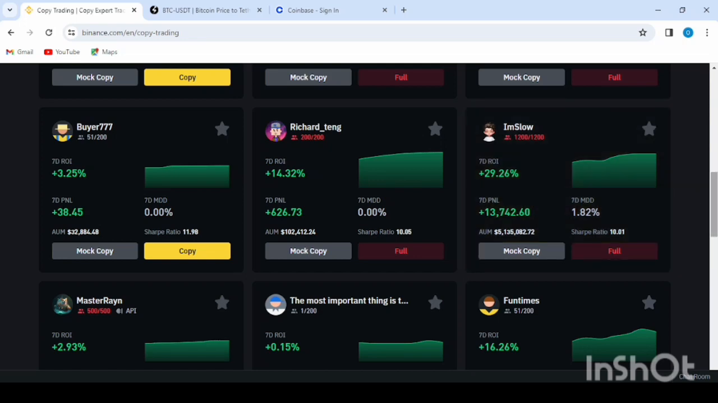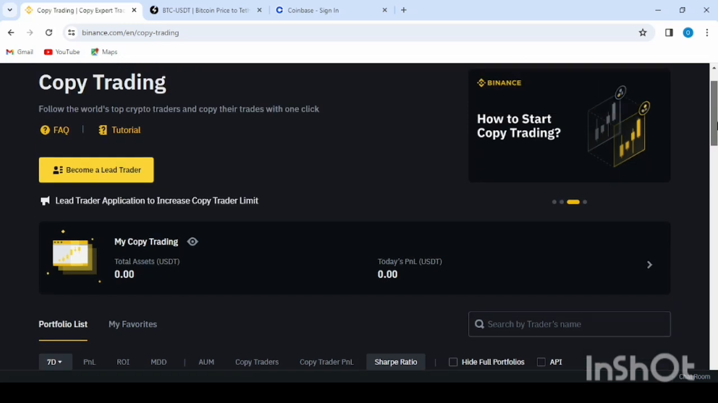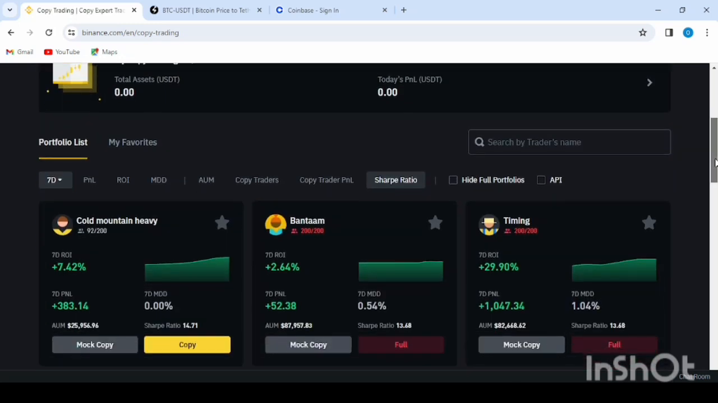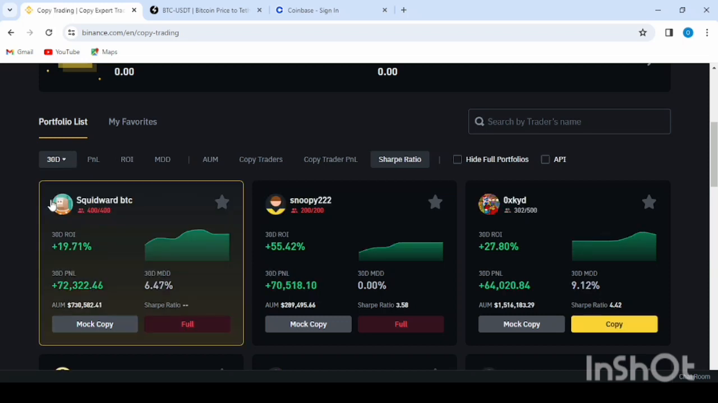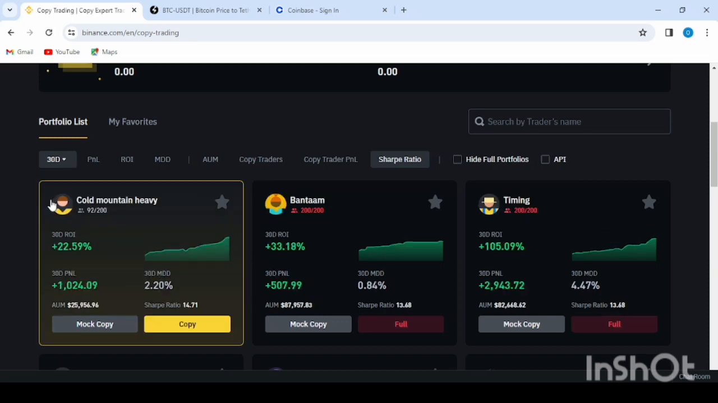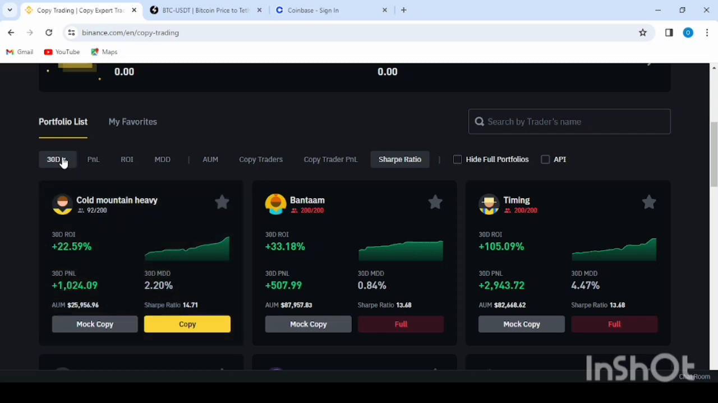Now there are a lot of factors that these people considered before copying each of these traders, and those are the factors that we're going to be talking about now. First of all, when you open this Binance copy trading platform, the same way I opened it now, you can see this place they wrote 7D. That means the performance within the last 7 days. So let's assume I want to see the performance within the last 30 days, I'll just click on it. Alright, so what I'm going to be checking is the performance within the last 7 days. Let me know what they are currently doing.